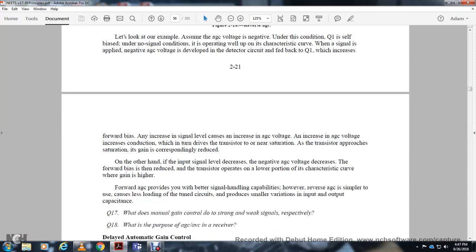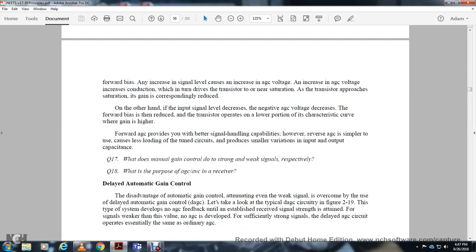On the other hand, when the input signal level decreases, the negative automatic gain control voltage decreases, the forward bias decreases, and the transistor operates in the lower portion of the characteristic, where the gain is higher. Forward automatic gain control provides better signal handling capability. However, the reverse automatic gain control is simpler, with less loading of the tuned circuit, with a smaller variation in input and output capacity.